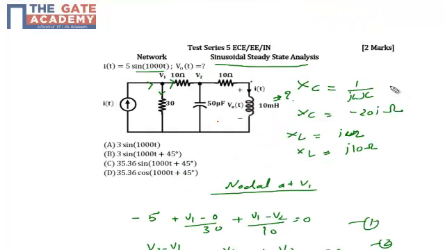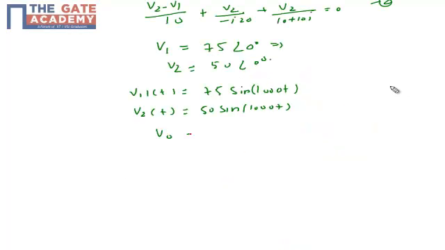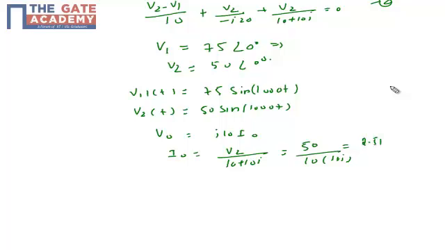The loop current, if I name it I0, flows through the inductor. So V0 is basically equal to j10 times I0, where I0 is nothing but V2 by (10 plus 10j), or 50 by 10 times (1 plus j), which is 2.5 root 2 with an angle of minus 45 degrees. So this is my current I0.